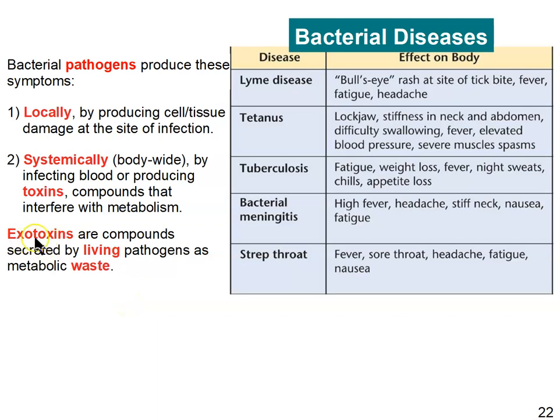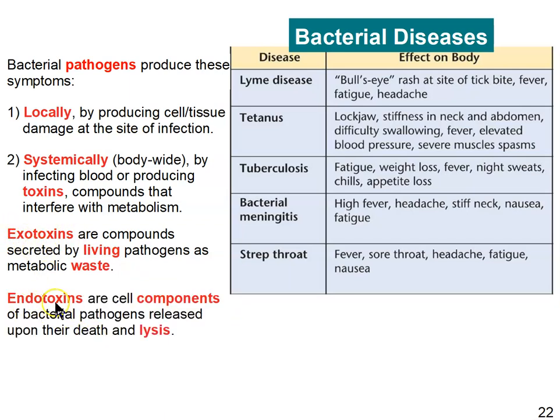Then, whenever you see this exo, there's usually an endo counterpart to it, and there are endotoxins, which are actually cell components, like pieces of membrane and proteins from the bacteria that are released when the bacteria dies and lyses, breaks open. So when the cell disintegrates, basically, it releases compounds into your bloodstream that act as toxins, that interfere with your metabolism and interfere with cell function.